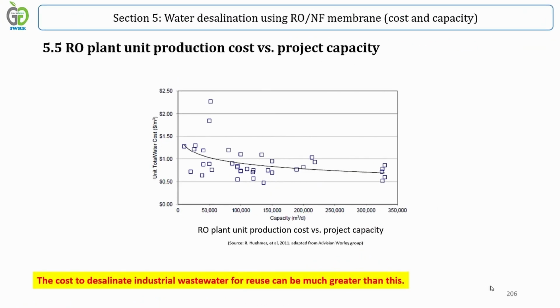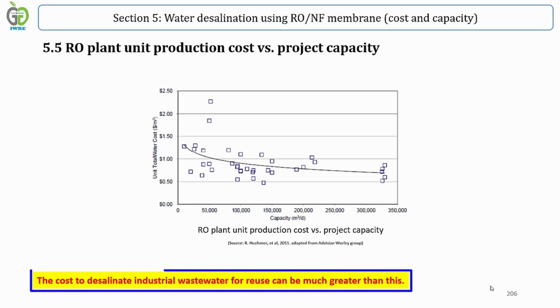Reverse osmosis plant unit production cost versus project capacity. This figure shows that annualized costs for various types of completed reverse osmosis projects have varied widely. The average cost, represented by the best fit line in the data shown, is about $0.70 per cubic meter for very large plants, around 325,000 cubic meters per day, and rises to $1.25 per cubic meter for small plants, 10,000 cubic meters per day.